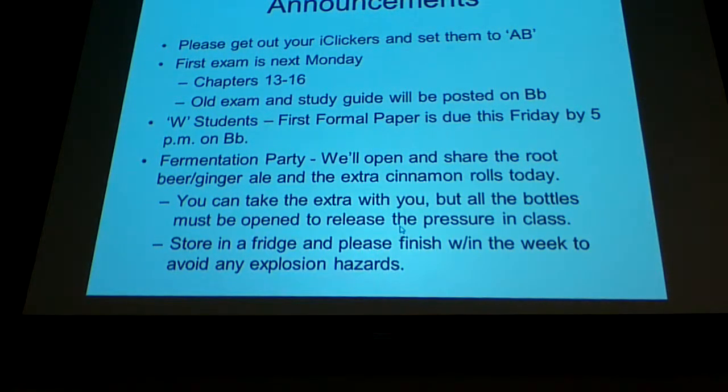It's just, don't store it in the fridge for a year, or even worse, at room temperature, because I don't want the bottles to split.